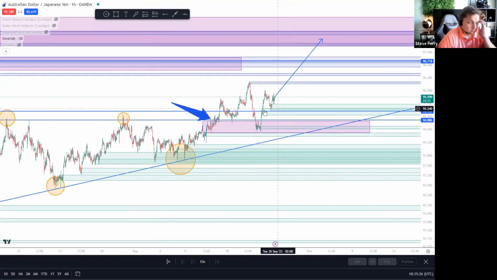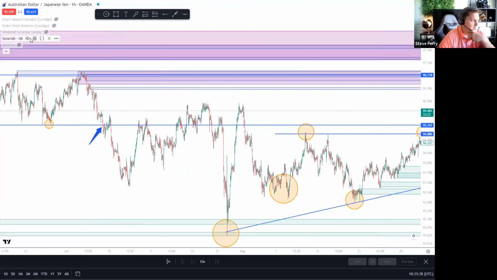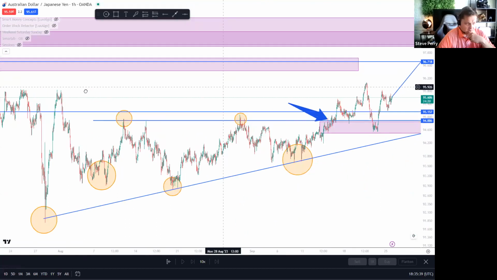So that's what I'm working towards: how can I buy this until there, and then take profits at those areas. Okay, so now we come back over to the current market.